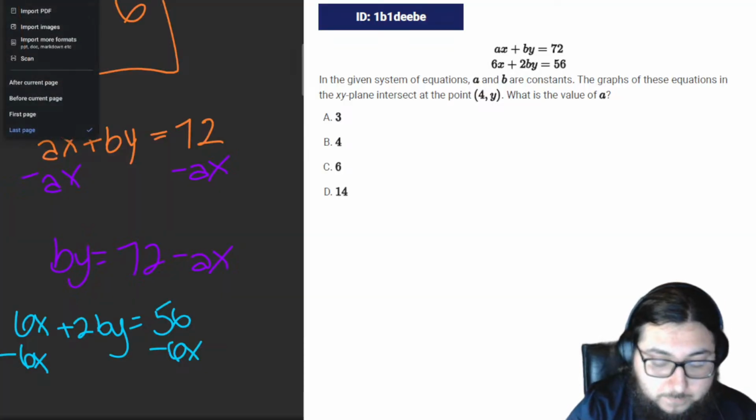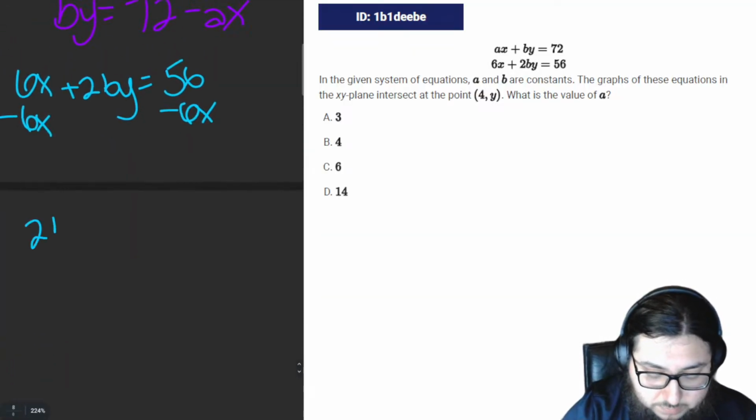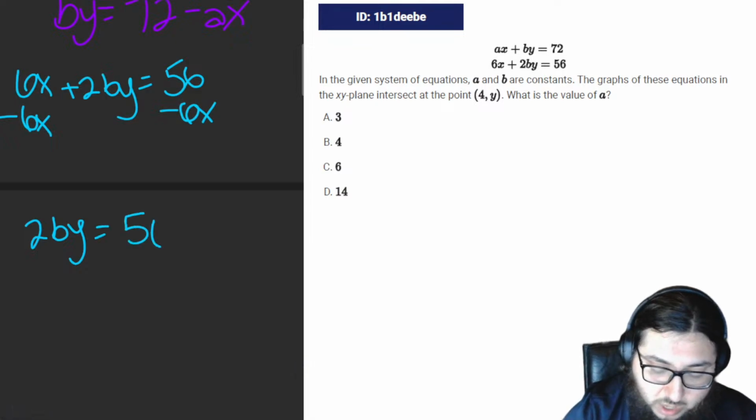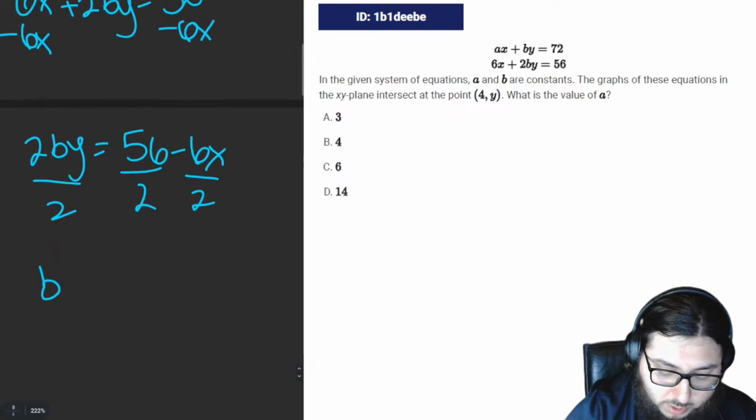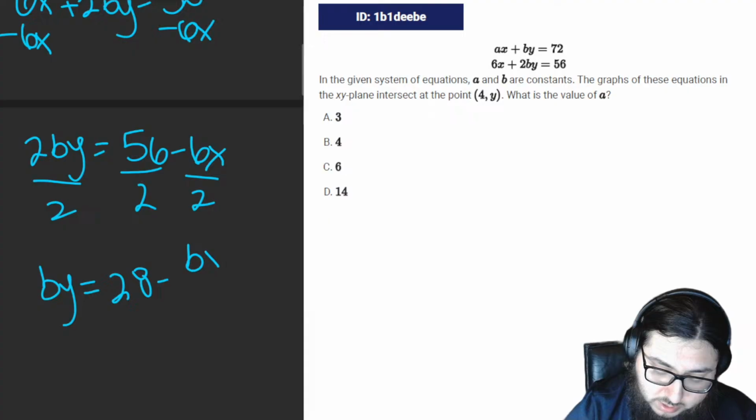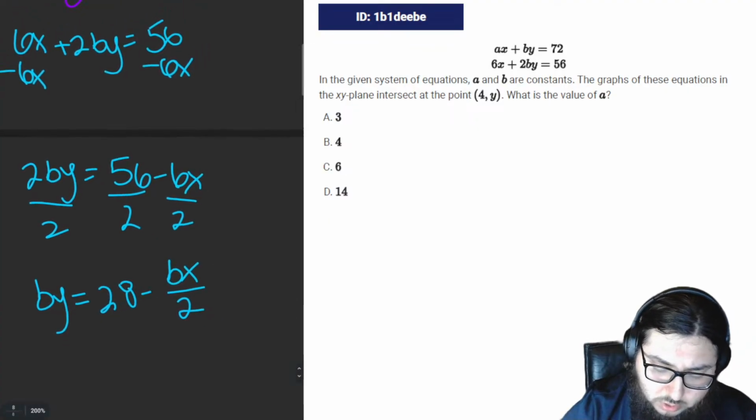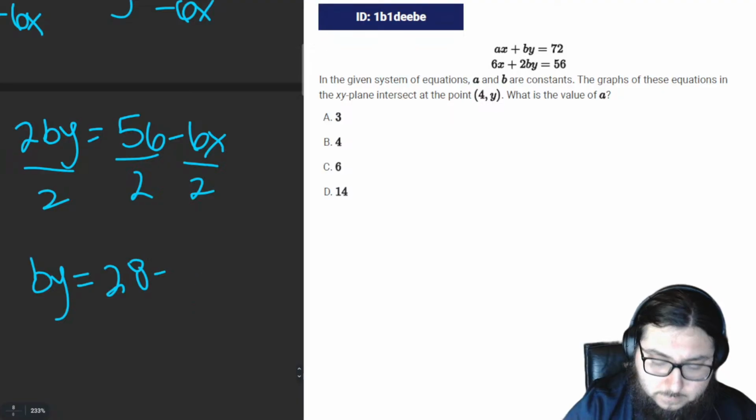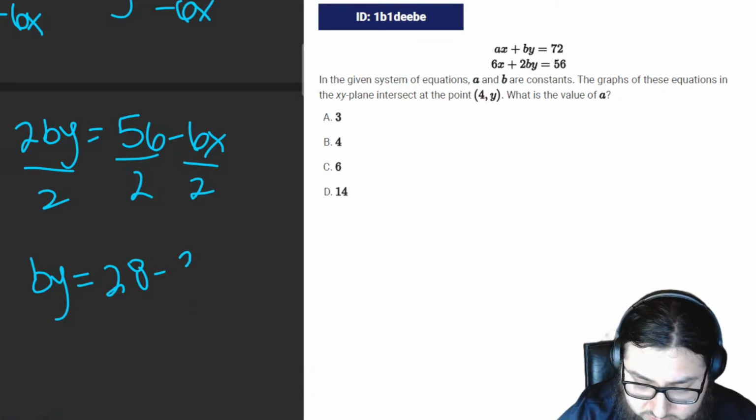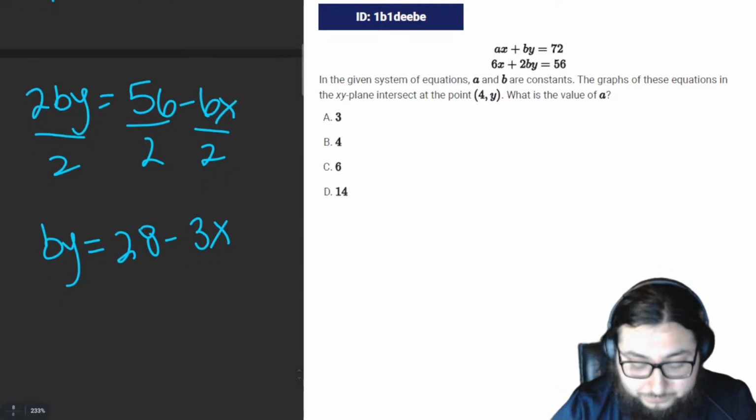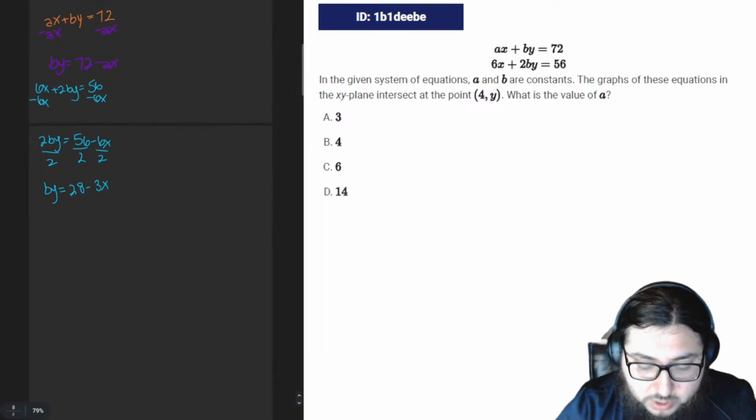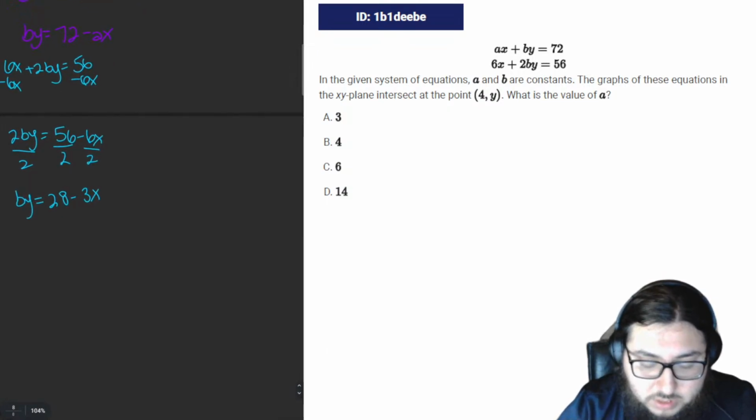Let's create a new page. We get that 2 times b times y is equal to 56 minus 6x. Finally, dividing by 2 on both sides gives us that by is equal to 28 minus 6x over 2. Oh, sorry, that's a 6. Minus 3x. Almost couldn't read my own handwriting there. So now we have two equations that equal by, and we can set them equal to each other.